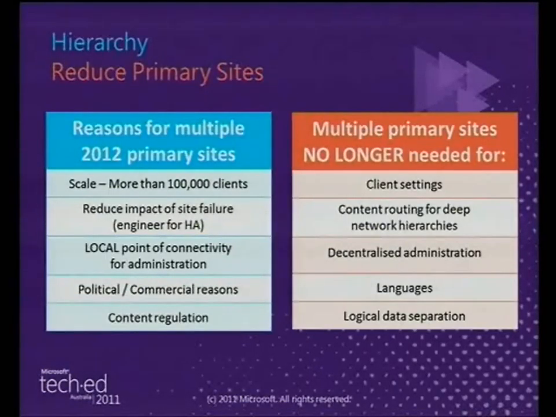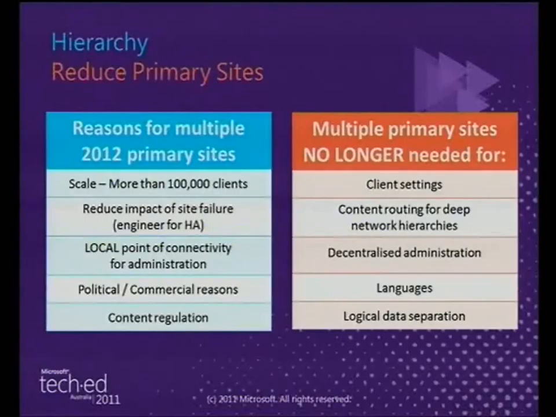We don't need primary sites because of setting different client settings. We can do that instead by just grouping them up into collections and assigning client settings to those collections. In 2007, if we did have a very deep network hierarchy, a very deep kind of WAN to WAN, site to site to site, point to point link, we might manage content routing of package distribution via primary sites. I'll show you how we do that with secondary sites instead.